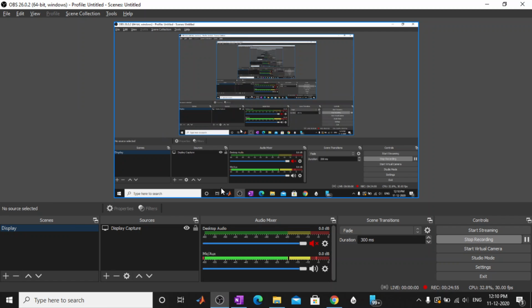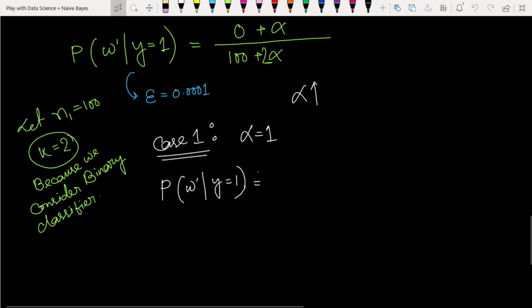What will be this value? If you put alpha equal to 1 in these equations, the denominator will be 102. So now this probability will be 1 by 102, where the numerator is 0 plus 1. I think that is clear now, and this is a small value.